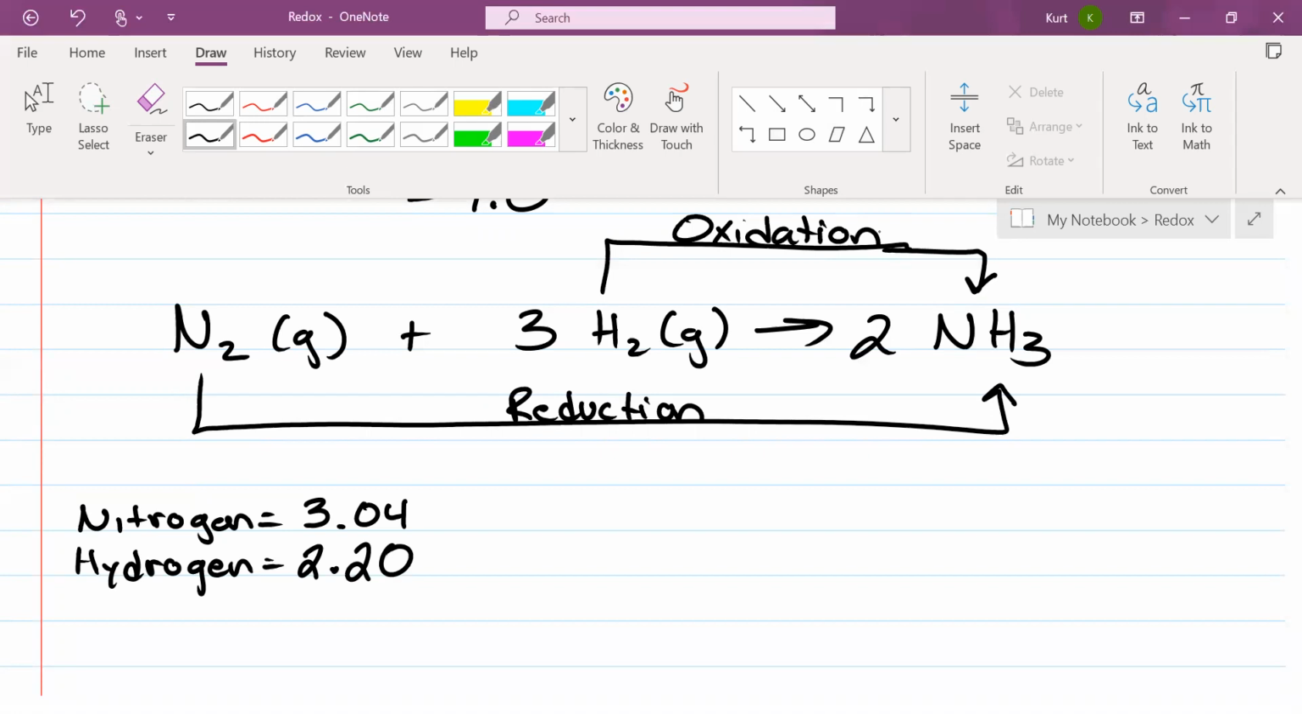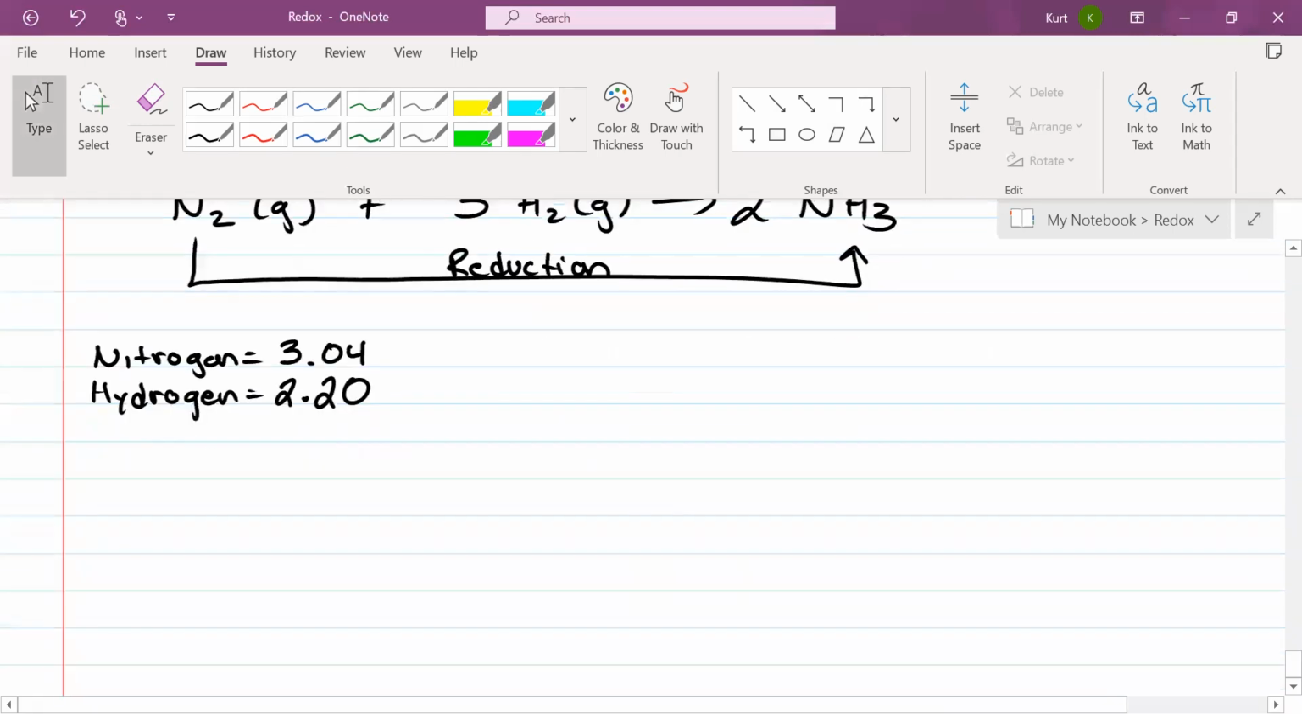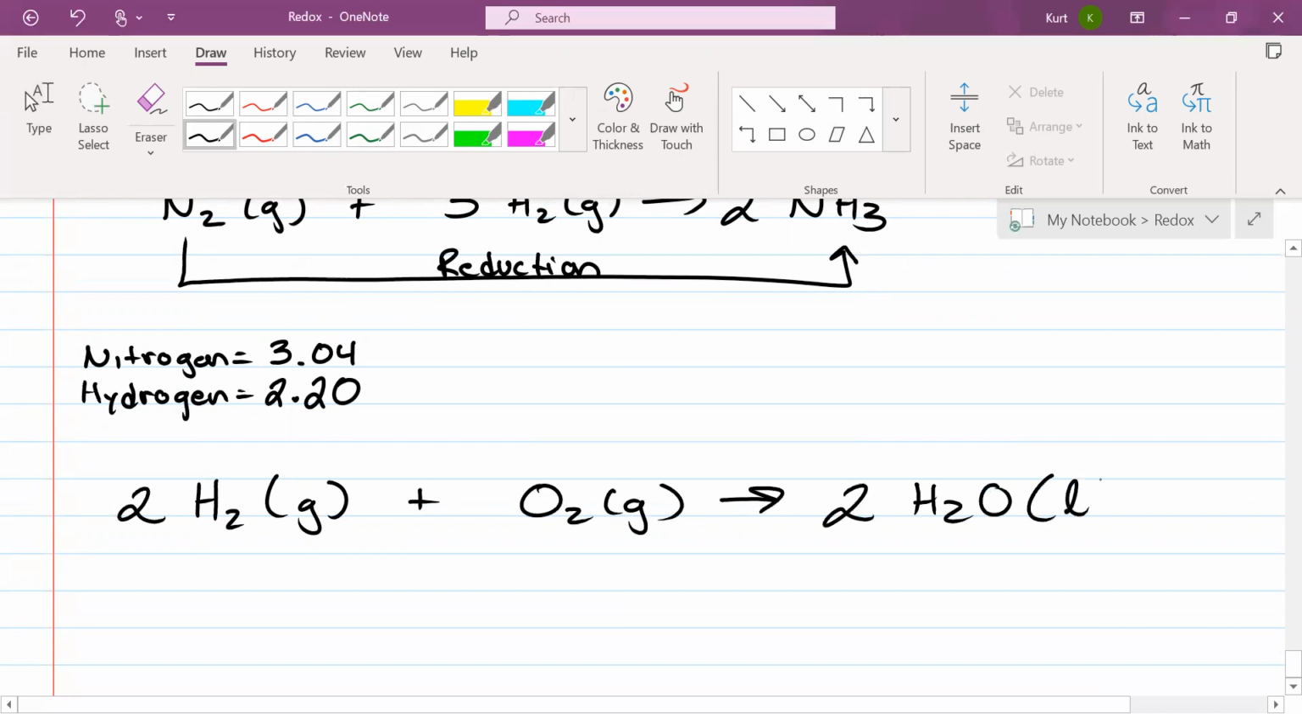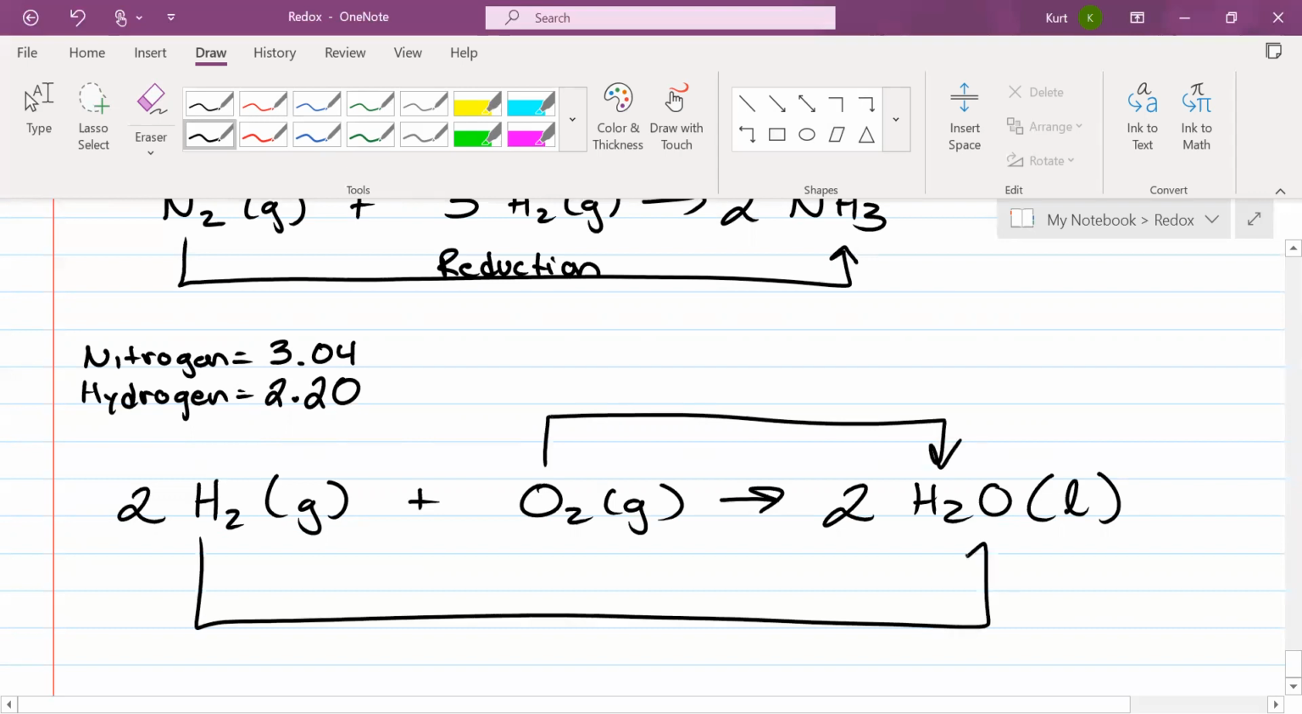Let me try another one with you. Let's do water. Formation of water. Now, you don't necessarily need to look at page 178. All you have to ask yourself is which element is closest to fluorine. Is oxygen closer to fluorine, or is hydrogen closer to fluorine? So oxygen, is that being oxidized or reduced?